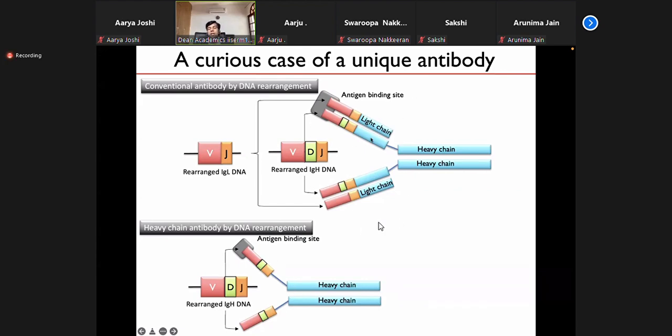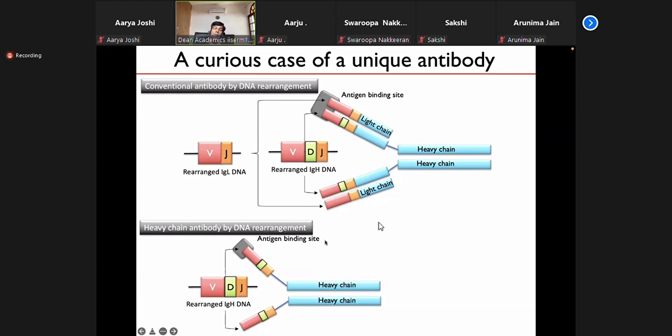What is the size of a conventional antibody? For example, if we are talking about IgG in humans or mouse, what is the molecular weight of an antibody molecule? Around 150 kilodalton, right? The size of these antibodies is close to 100 kilodalton. Now, 100 kilodalton and 150 kilodalton are not that different, although you have a 50 kilodalton difference.